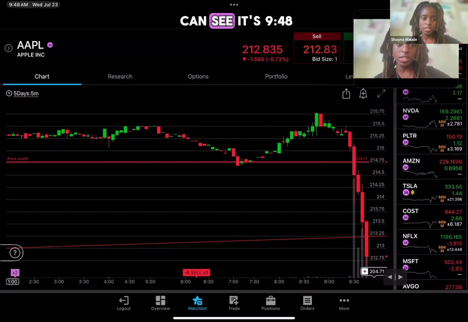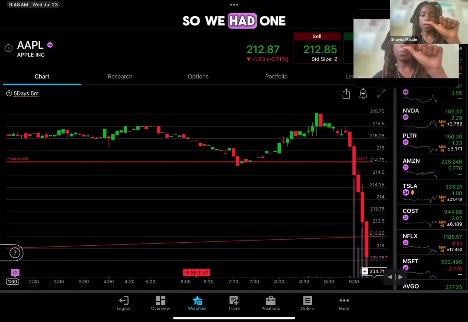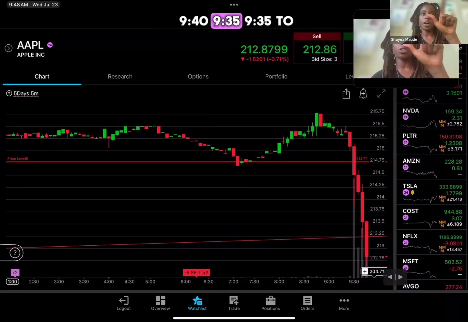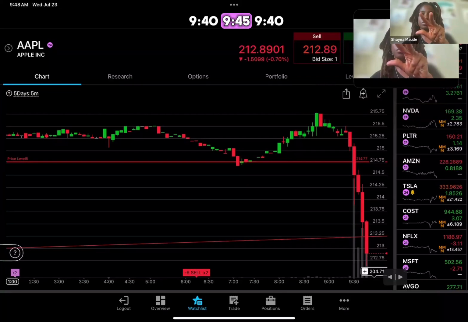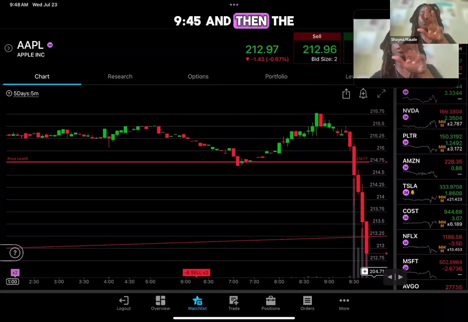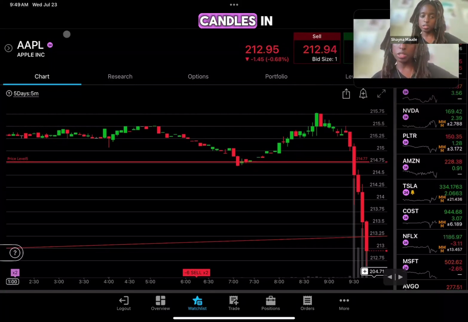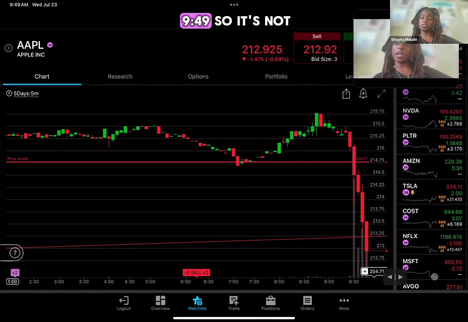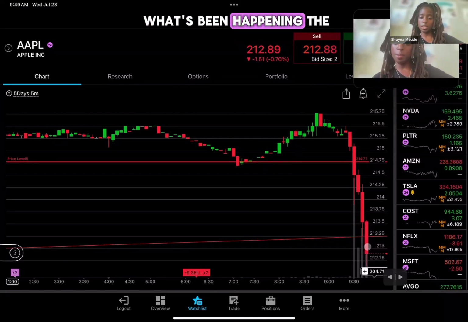So right now you can see it's 9:48. So it opened at 9:30. So we had one candle for 9:30 to 9:35, 9:35 to 9:40, 9:40 to 9:45. And then the fourth candle is 9:45 to 9:50. So we are 4 candles in. So this is still 9:49, so it's not 9:50 yet. This is the fourth candle, right? So this is what's been happening in the past 5 minutes.